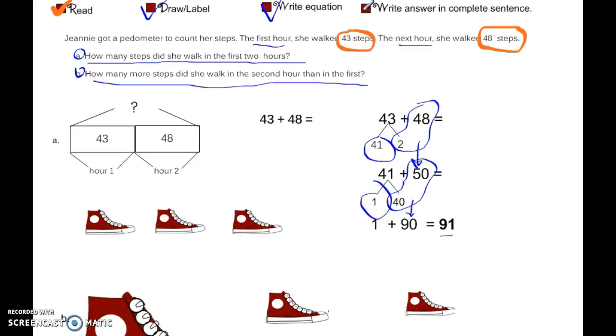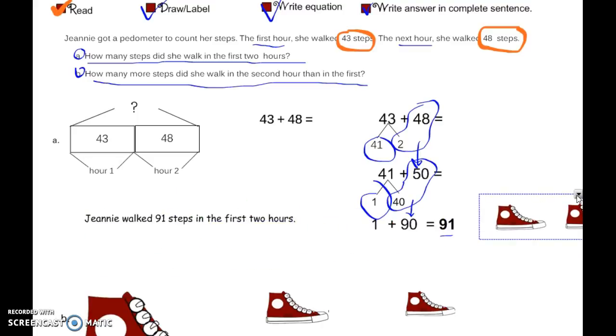Now that we've got the answer, or we've solved the equation, next I need to write it in a complete sentence. So go ahead and write your answer to letter A in a complete sentence. The question is, how many steps did she walk in the first 2 hours? Pause the video to write your answer in a complete sentence, then press play when you're ready. All right, hopefully you have said that Jeannie walked 91 steps in the first 2 hours.